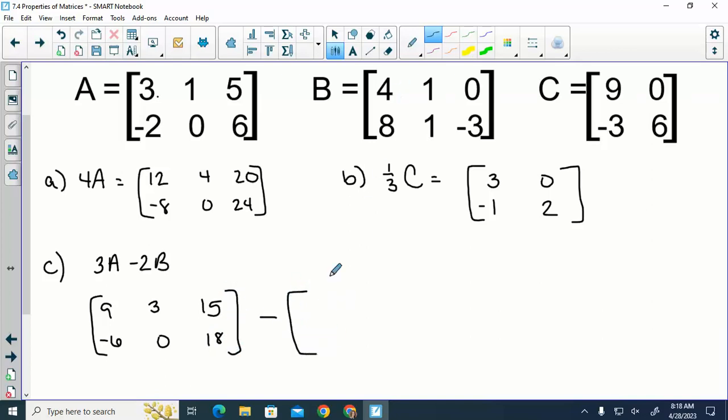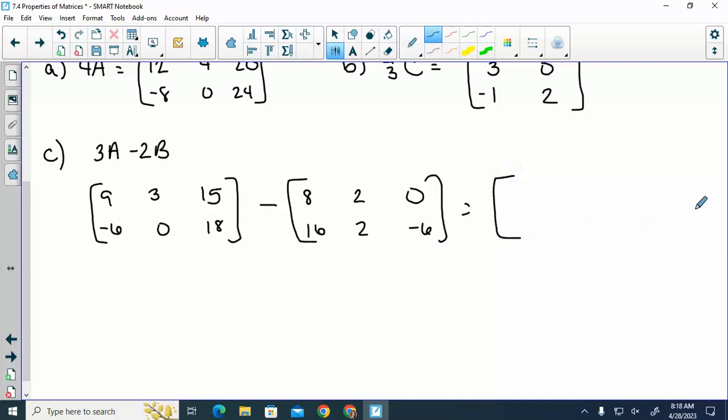Minus, if you take everything in B times 2, you get 8, 2, 0. Okay, that step is optional. If you don't need to write it out, you don't necessarily have to. But then we're just going to subtract corresponding entries. So 9 minus 8 is 1. 3 minus 2, 15 minus 0. Negative 6 minus 16. 0 minus 2. And 18 minus negative 6.